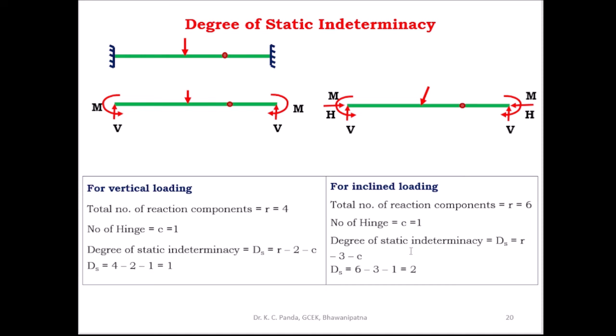So the degree of static indeterminacy in this case, find out. The degree of static indeterminacy ds is equal to r minus 3 minus C. Here r is equal to 6 and C is equal to 1. So ds is equal to 6 minus 3 minus 1, which is equal to 2. So the degree of static indeterminacy of a fixed beam with one internal hinge is equal to 2.